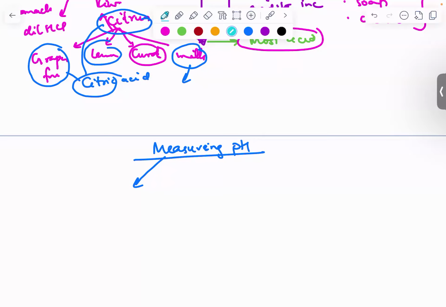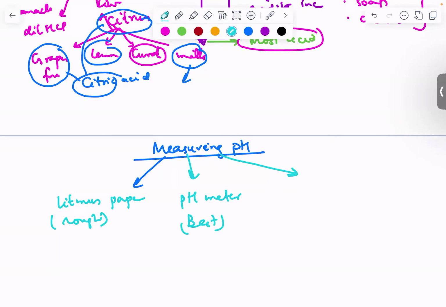pH can be measured through litmus paper, but that's a rough idea because litmus paper doesn't have graduations. Number two, it can be measured with a pH meter. This is the best way to measure the pH. Number three, indicators. Again, indicators are of different types. And the fourth one is pH paper.